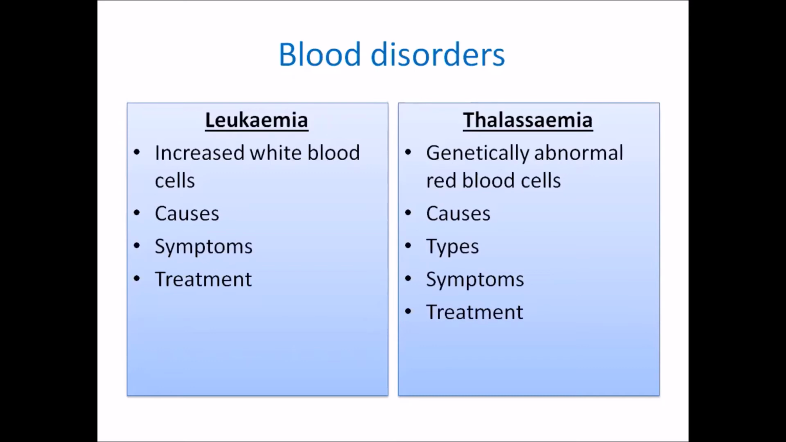Thalassemia is a genetic condition in which your genes have some mutations or changes that produce abnormal red blood cells. So thalassemia is a disease of your red blood cells, and leukemia is a disease of your white blood cells. In thalassemia, abnormal red blood cells are produced, so their whole function is disoriented and not performed properly, and thus it causes many symptoms and effects. So let's look into detail what is leukemia, and then we'll move on to thalassemia.